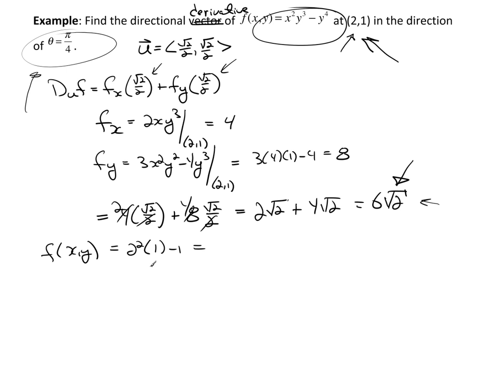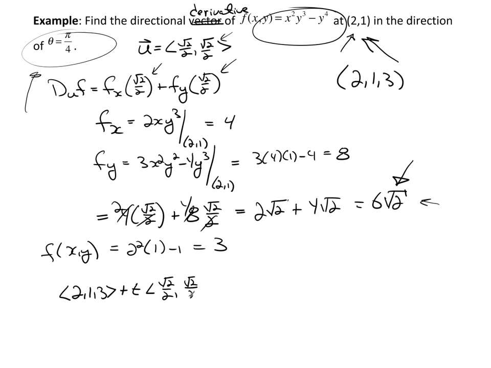Now, I also know that I'm heading in this direction. So what I can do is consider the vector 2, 1, 3. You recognize this. This is the sort of thing we've done many times before. Plus t times root 2 over 2, root 2 over 2. And then, of course, in the z direction, the rate of change is 6 root 2.